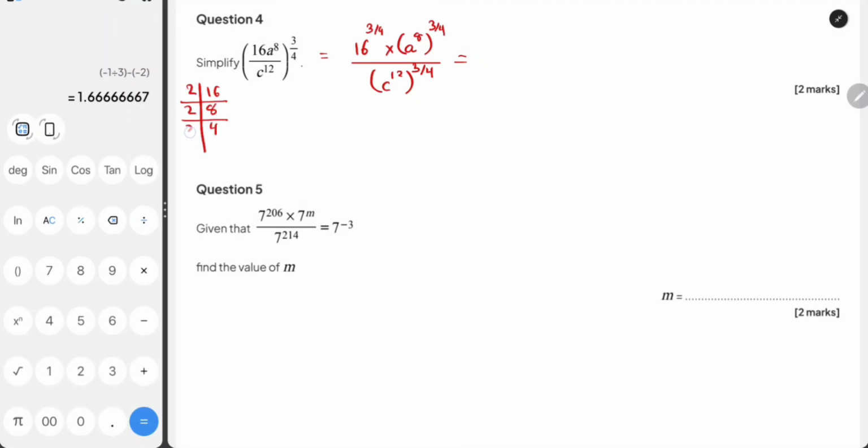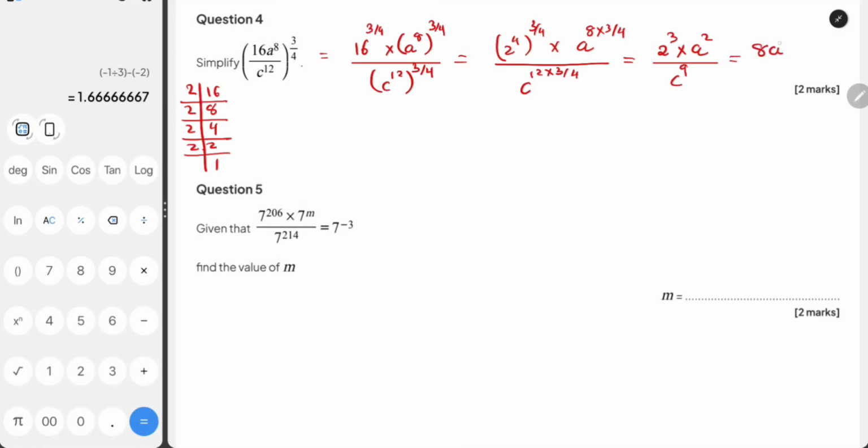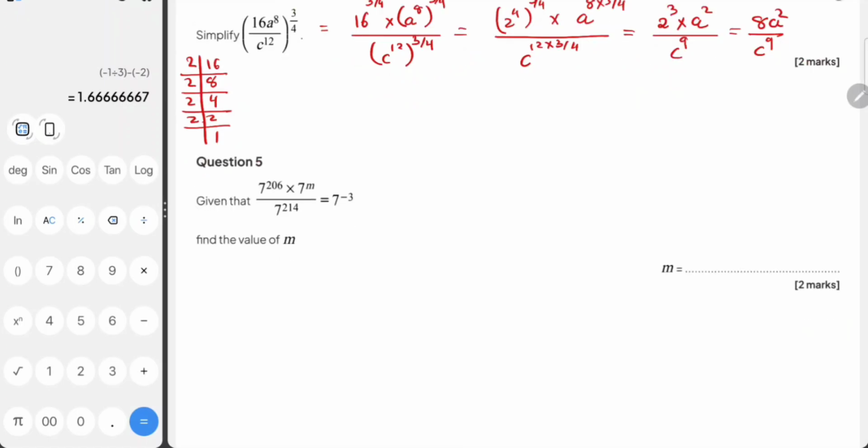By the way, these kinds of prime factorization, you don't need to show in the method. You can do it in the rough work also. So 2 raised to 4 to the power 3 by 4 into a to the power 8 times 3 by 4 upon c to the power 12 times 3 by 4. So 4 times 3 by 4 is 3 only, so 2 raised to 3. A raised to 8 times 3 by 4 is 2. You can use a calculator also. And c raised to 12 times 3 by 4 is 9. Okay, so 2 raised to 3 is 8, a square upon c raised to 9. This is the final answer.